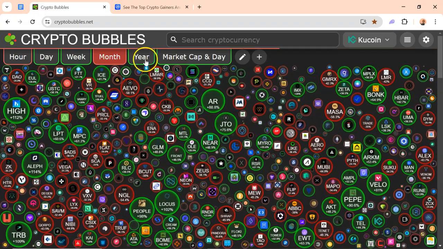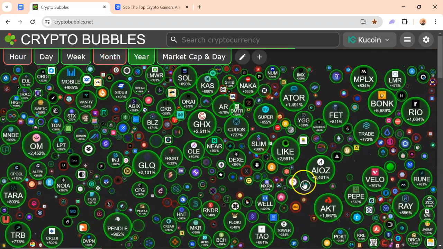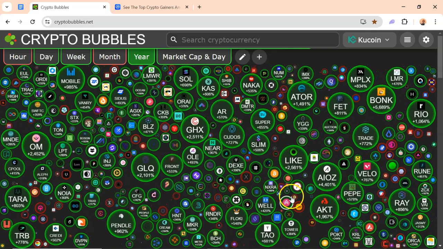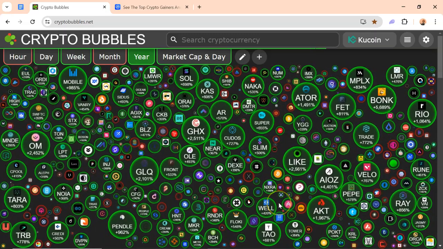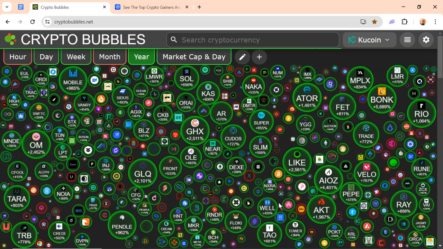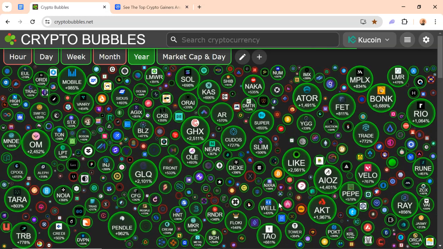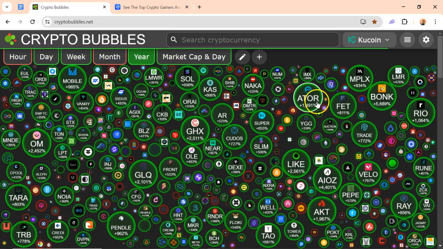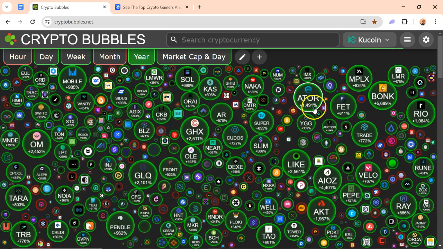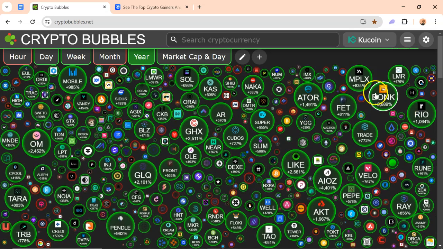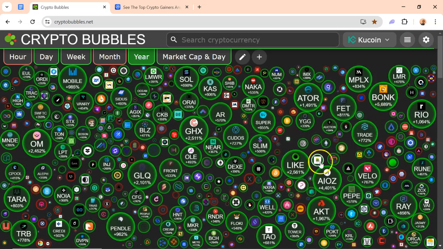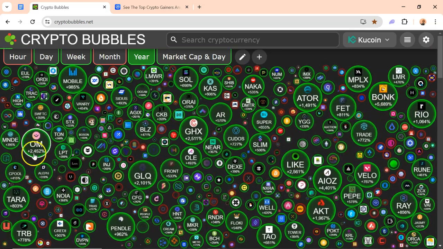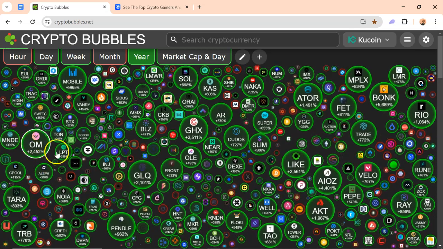All right, on a yearly basis, everything is green. Not everything is green really, but the majority of these guys are green on a yearly basis. So in the last 1 year it has been pumped. Now, someone asked me the question. Look at Ato, Ato has done like 14, 15x. Look at that. Bonk has done over 5,000% pump in the last 1 year. OM has done over 2,000% pump in the last 1 year.